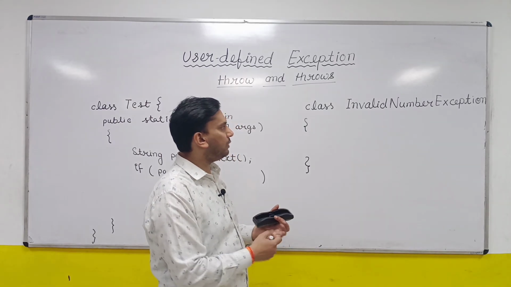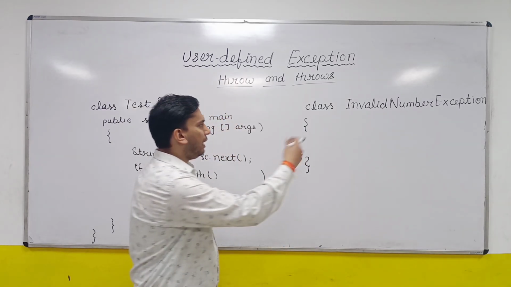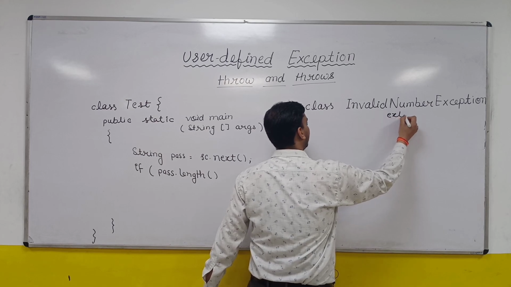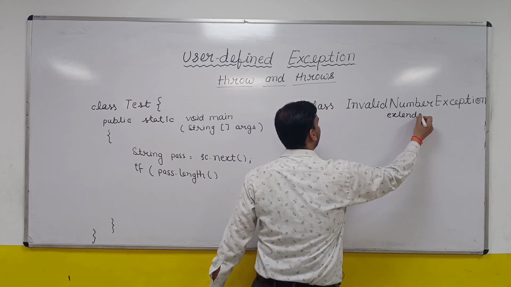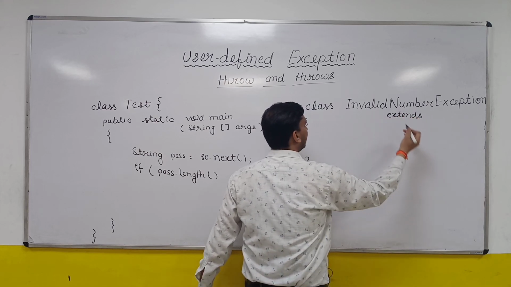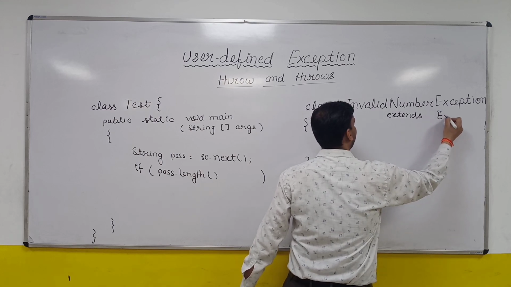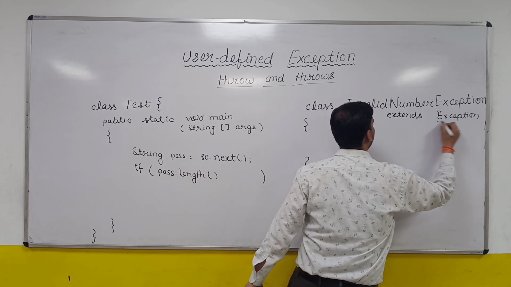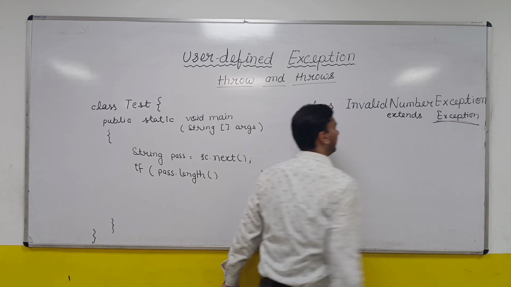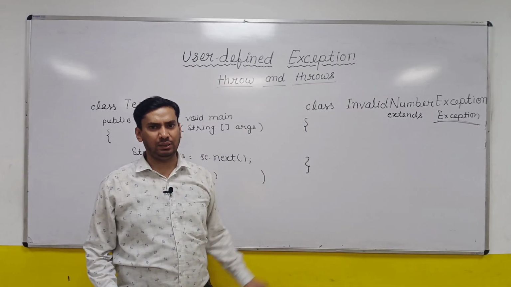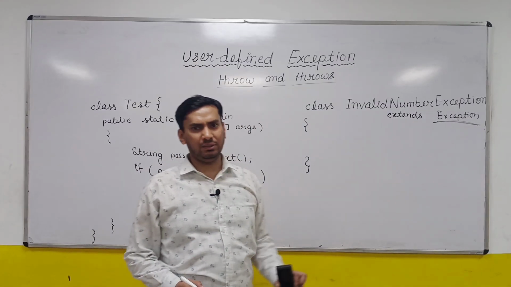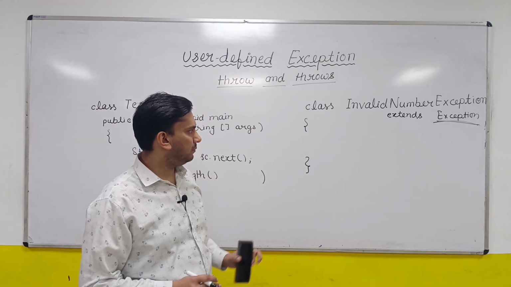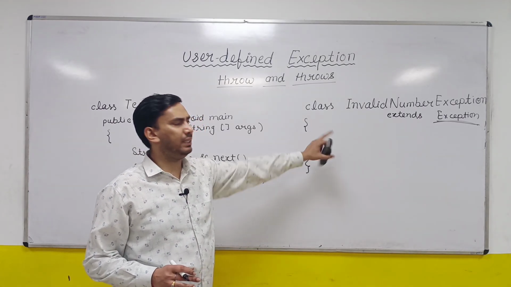So let's say I want to create a checked exception, so I will inherit it. I will write here extends, because all those exceptions are classes. So extends and what? Exception. Right? So you will have to inherit from this class Exception. You can inherit from Throwable also, or you can inherit from some other predefined class also. Right? So this is how you have created an exception.